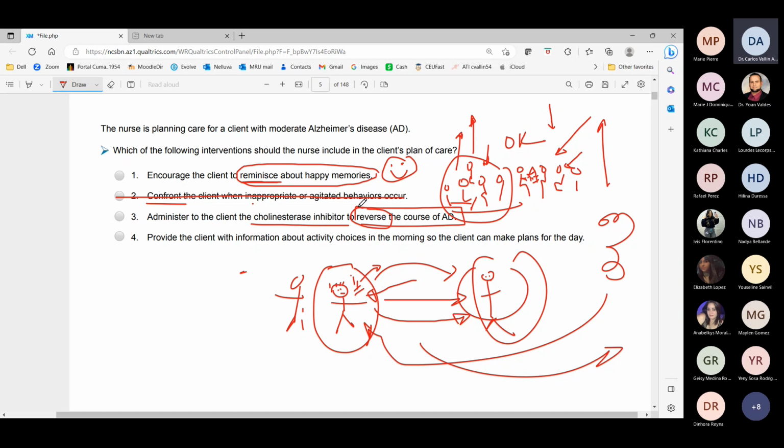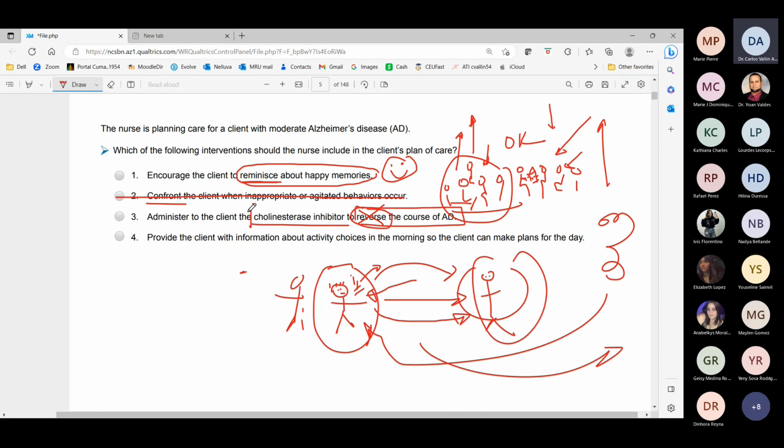So this word automatically should disqualify this option. The purpose of the medication given in Alzheimer's disease is to make the patient a little better, especially to make the patient easier to reorient, to manage, and maybe to slow down the advance of the disease. But you could never give a false assurance that the disease can be reversed.